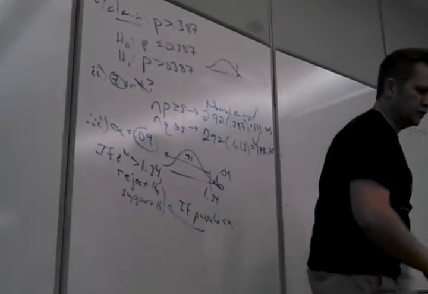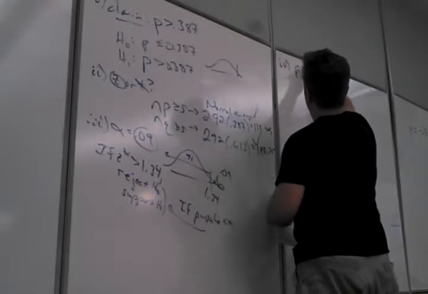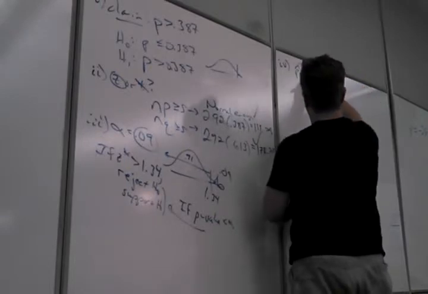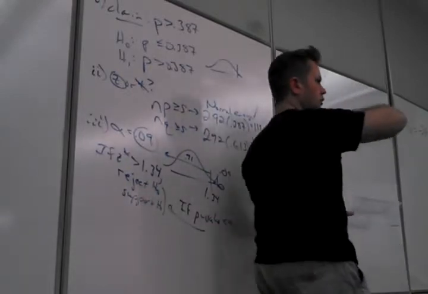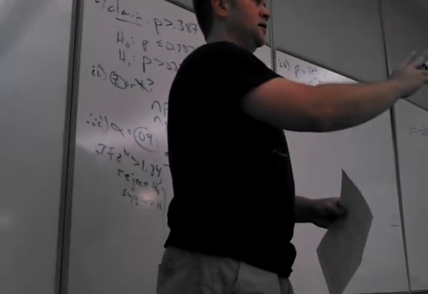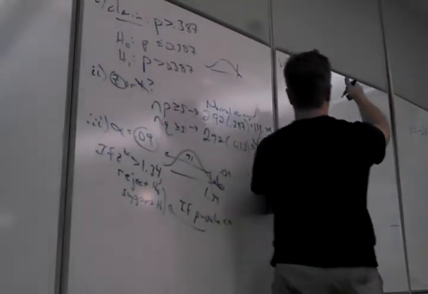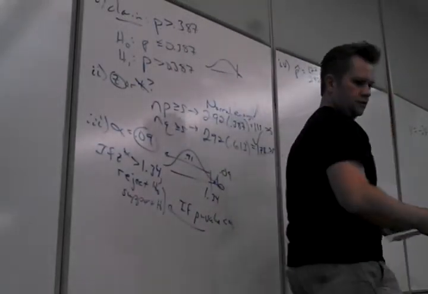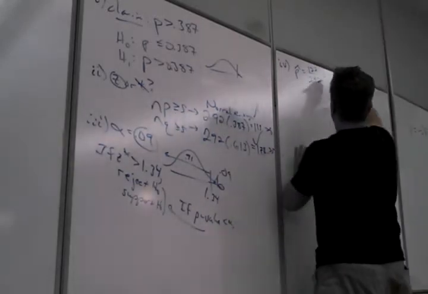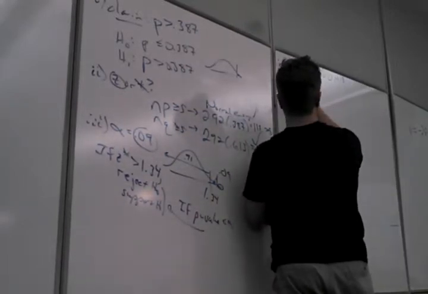So what do we know from our sample? What's p hat? 122 over 292. And how far do you take this out at least? 3 places. I like it. When in doubt, go 3 places. So whatever that is, 0.418. Is that right? Is that cool?